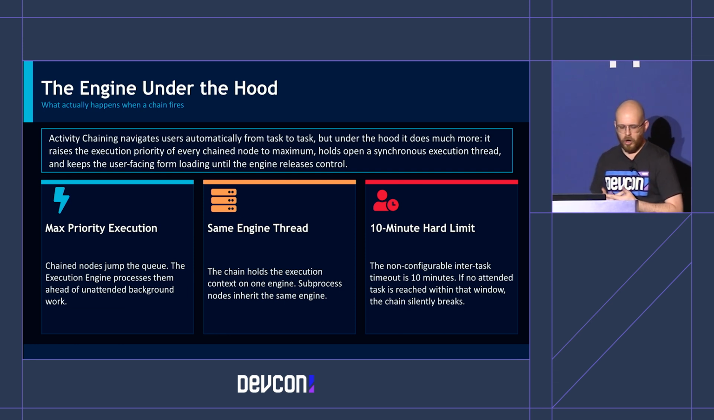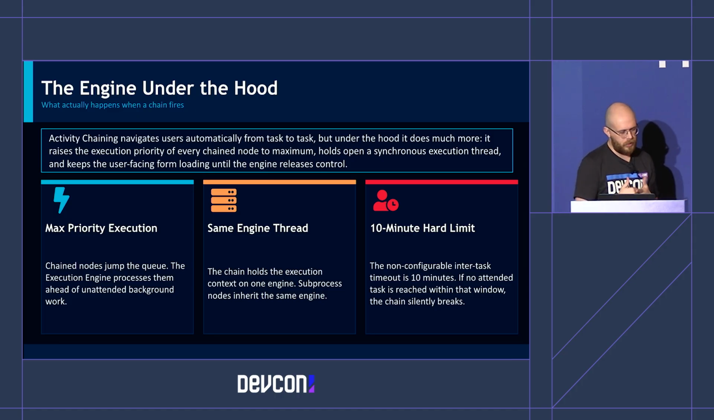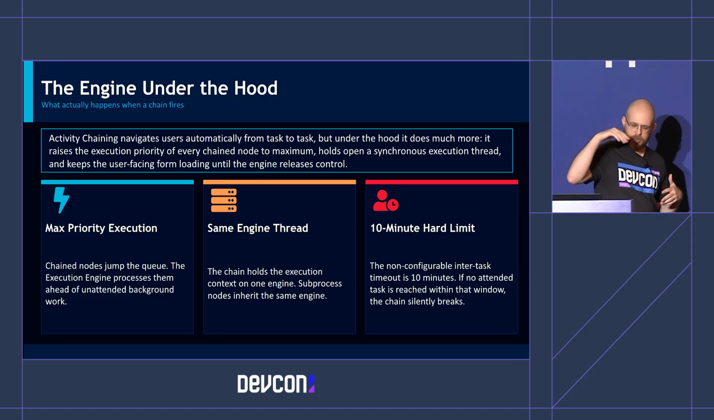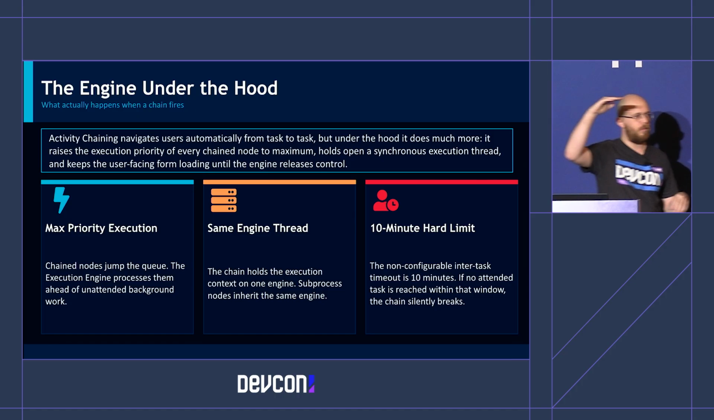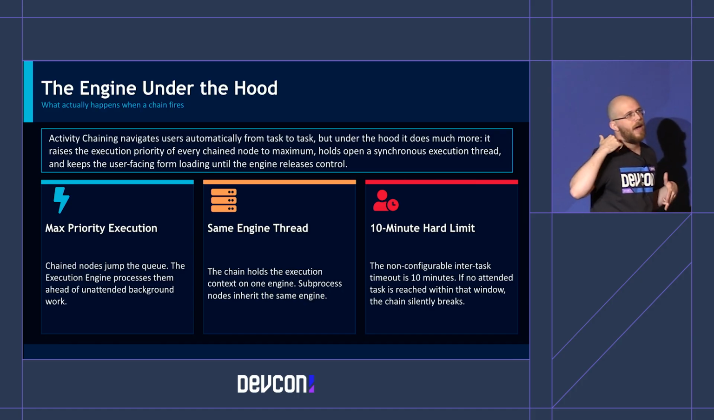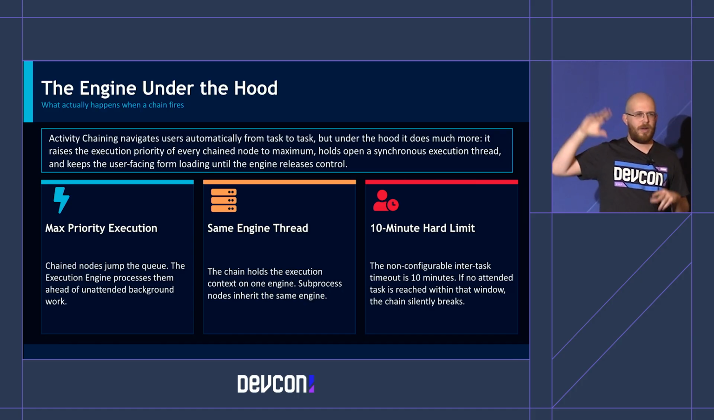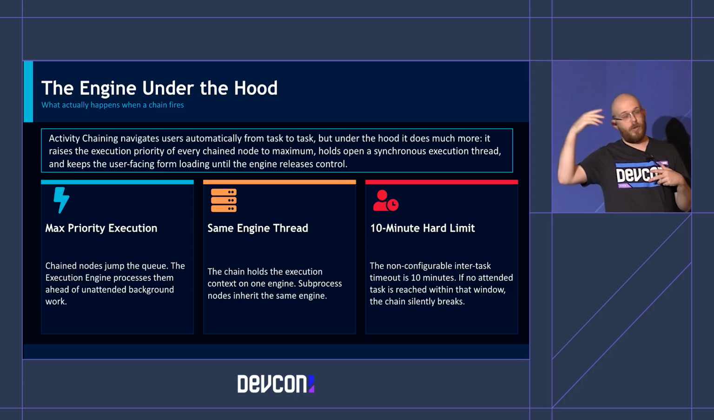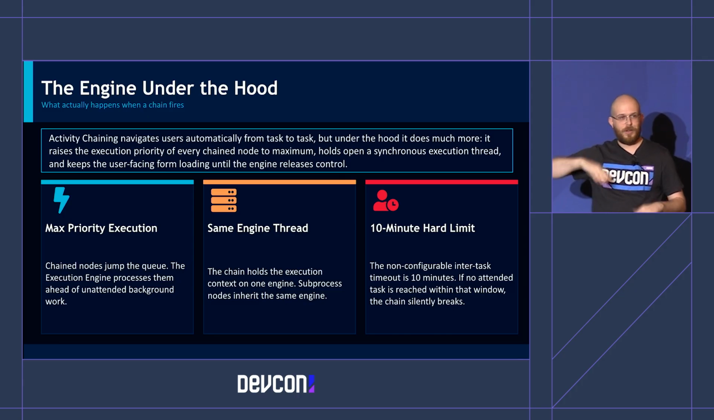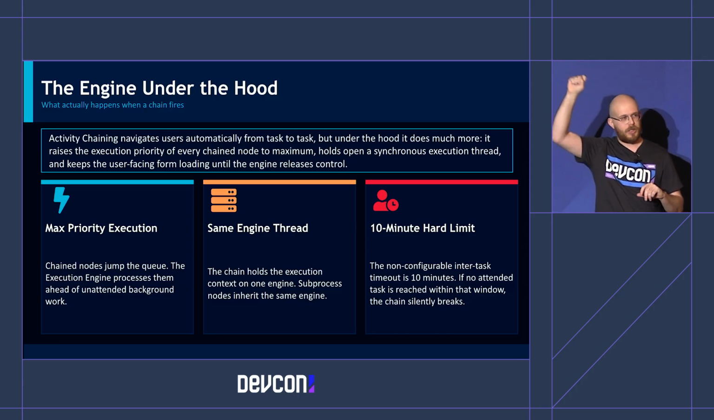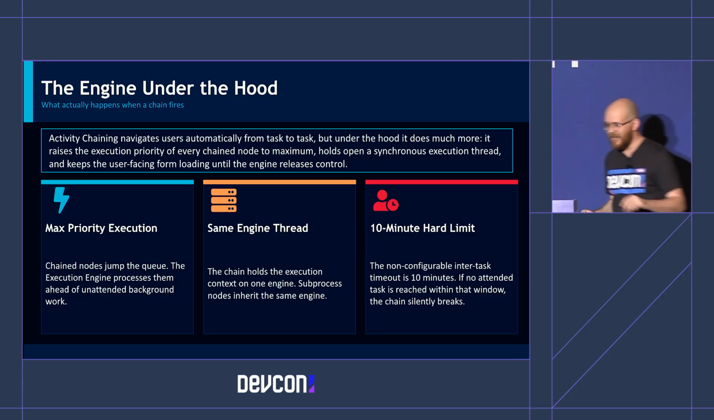So what are those 3 things? So the first thing is that the execution priority is raised to the maximum, right? So we'll talk a little bit later about how different stuff is prioritized in the Appian engine, but you need to know for now that activity chain stuff goes to the very top of the list. It says, this is the most important thing to me, do this now, please.